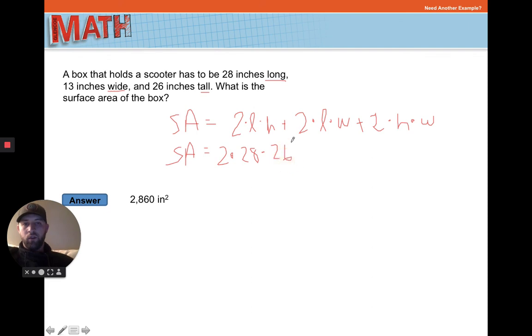And again, if you want to solve, go ahead and do so. Pull out our trusty calculator, and we get 2 times 28, which is 56. And if we multiply 56 times 26, we're going to get a big number here. Our answer is 1,456 for that first part. Okay. Let's go ahead and do the second part. 2 times the length, which is 28, times the width, which is 26.